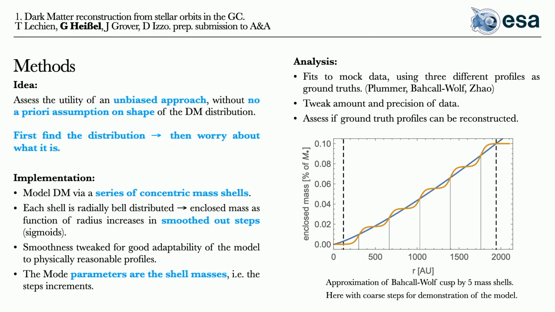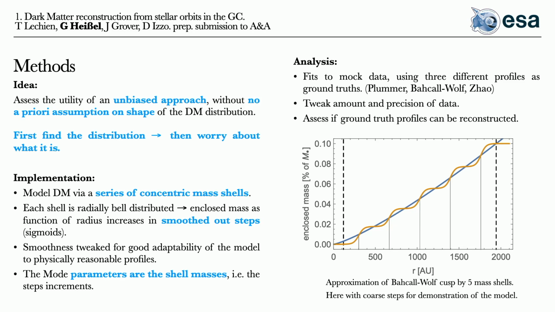And so in my latest project, which we looked at together, the main actor here actually was an intern, so I gave him this problem. And we were looking, can we find an unbiased approach? Can we try to first find the distribution in a model fit and then afterwards worry about what it is? And for this, we cooked up a kind of onion shell model of dark matter.